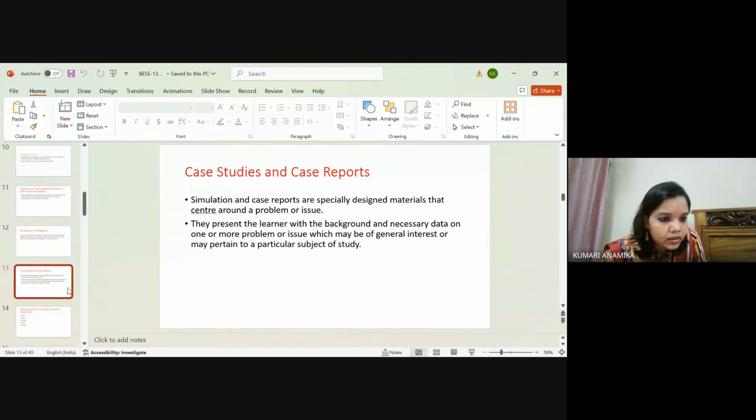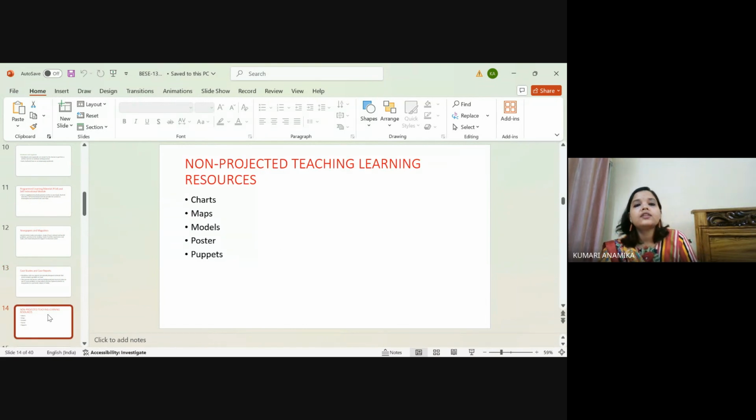So the next one is see this non-projected teaching learning resources, okay. Non-projected means like we cannot project this teaching learning resources, okay, because it is a concrete object, like chart, maps, models, poster, puppets, these are all non-projected teaching learning resources.